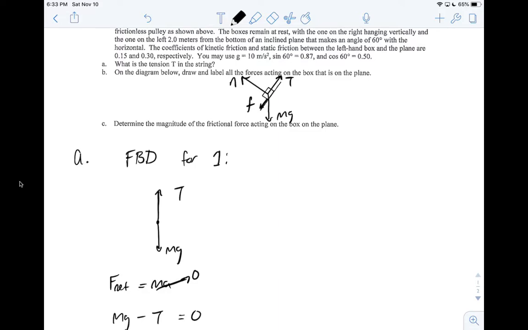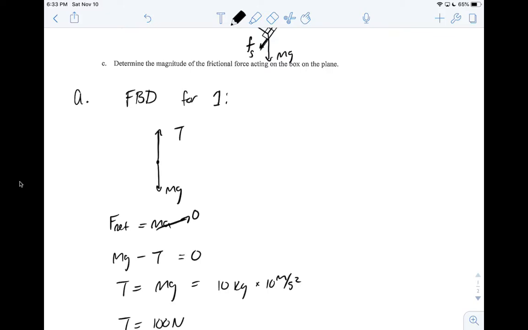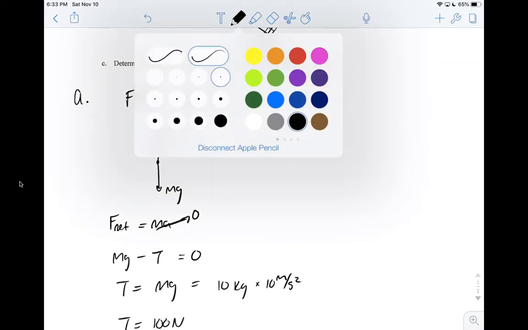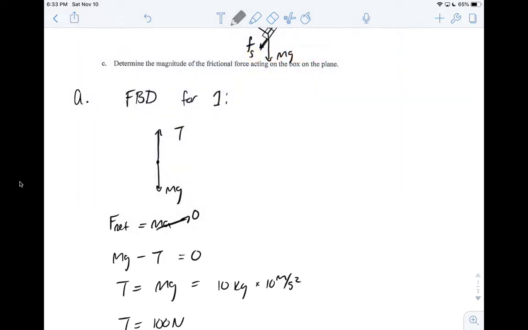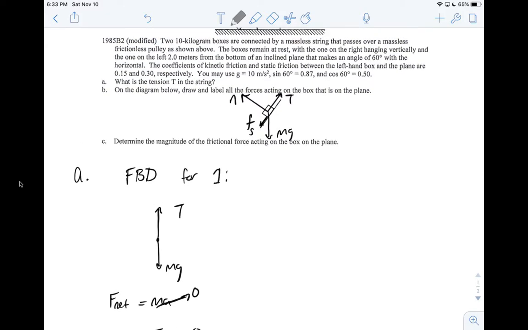Part C, we want to determine what that frictional force is. And they tell us that the box is at rest, so we can assume static friction, which makes the problem a little bit easier. So we will believe them, and we will assume that this is static friction. Anytime we have a problem like this, I always recommend to draw a pseudo free body diagram.